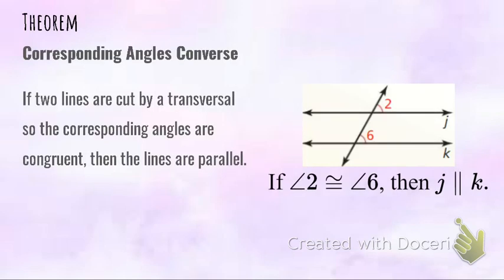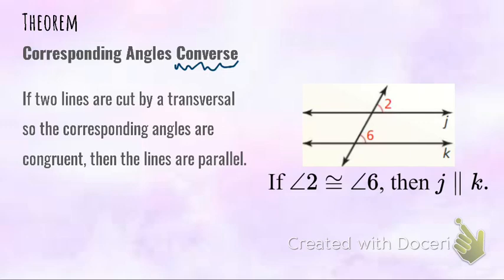So first up, we have a theorem, the corresponding angles converse. The word converse may be a shoe, but it is also about the reverse, right? If two lines are cut by a transversal so that the corresponding angles are congruent, then the lines are parallel. In last week's 3.2, we saw that if you have two parallel lines cut by a transversal, then the corresponding angles are congruent. Now we see that if we have two congruent angles in corresponding positions, then the lines have to be parallel. So it's just saying the reverse of the last theorem.